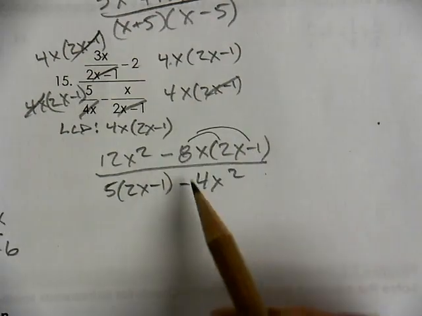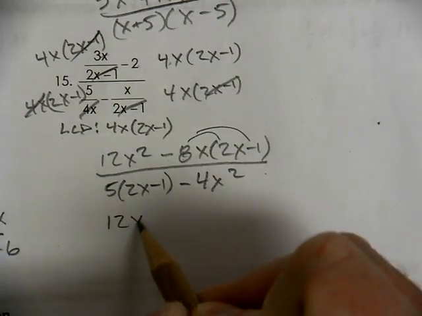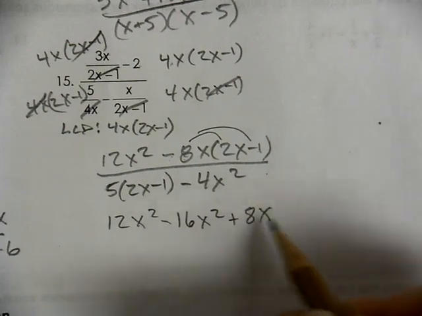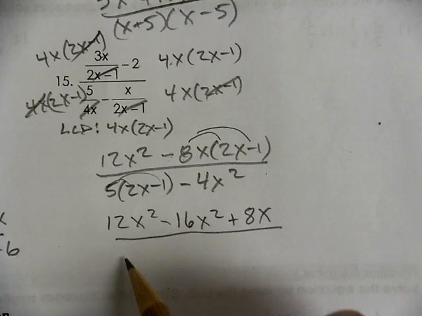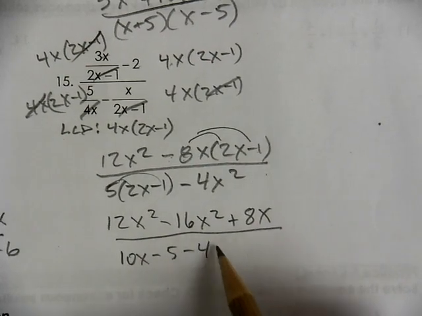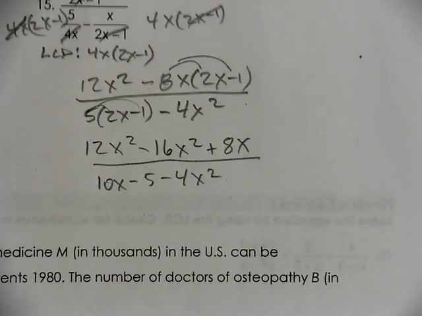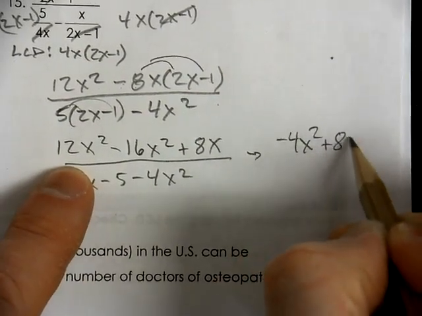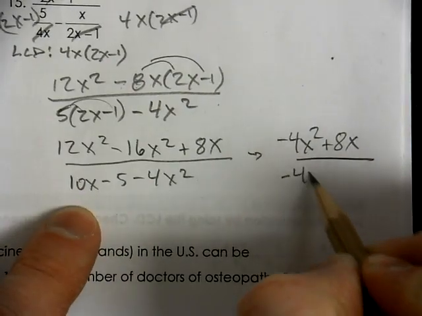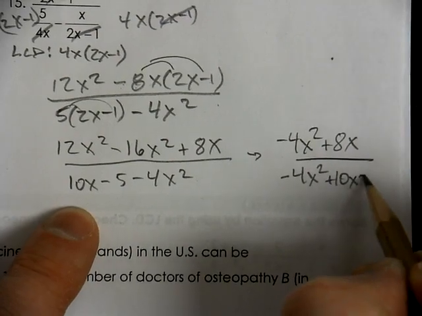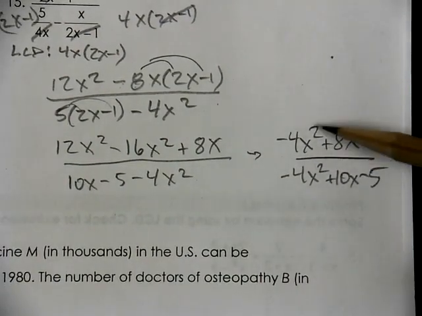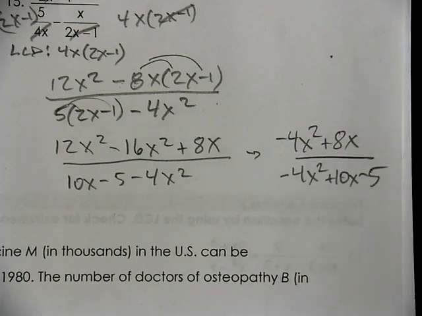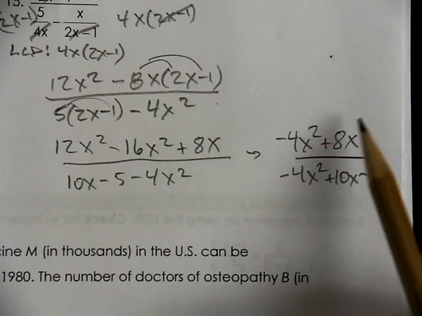Clean this up some more. We got to distribute the negative 8x, 12x squared, minus 16x squared. Negative 8 times a negative 1 gives you a positive 8x. Distribute gives you 10x minus 5 minus 4x squared. And we can probably still clean that up some more. We call this a negative 4x squared plus 8x. And this would be a negative 4x squared plus 10x minus 5. You cannot cross out the 4x squareds, because they're being added to another term, it's not appropriate to cross them off. That's our final answer.